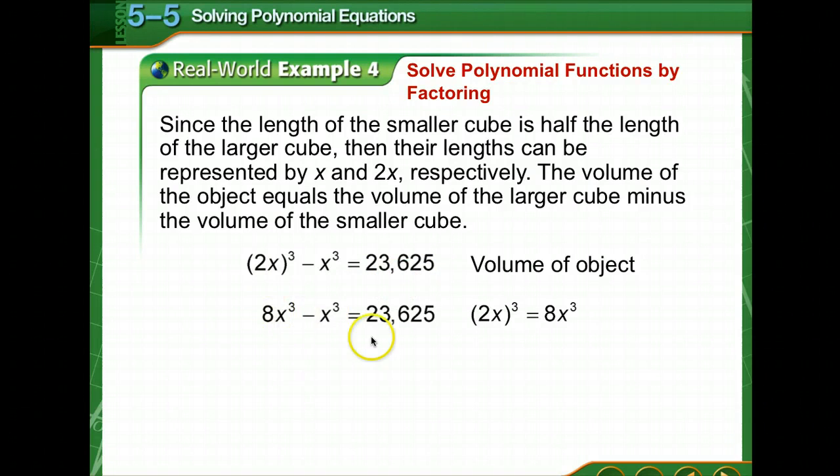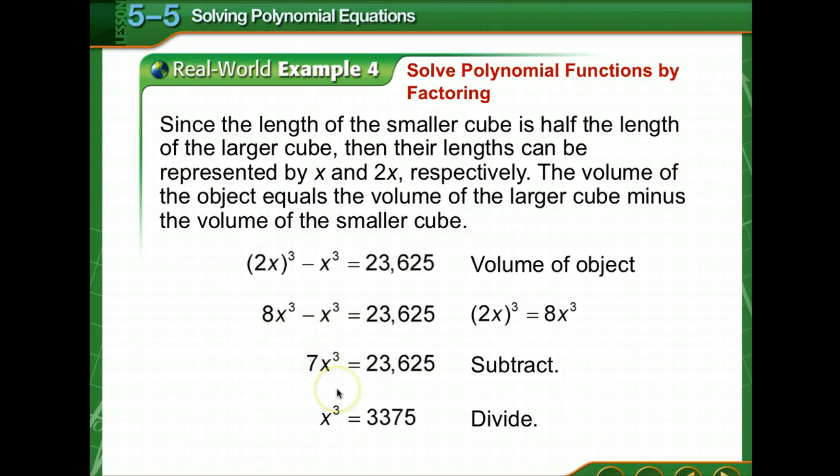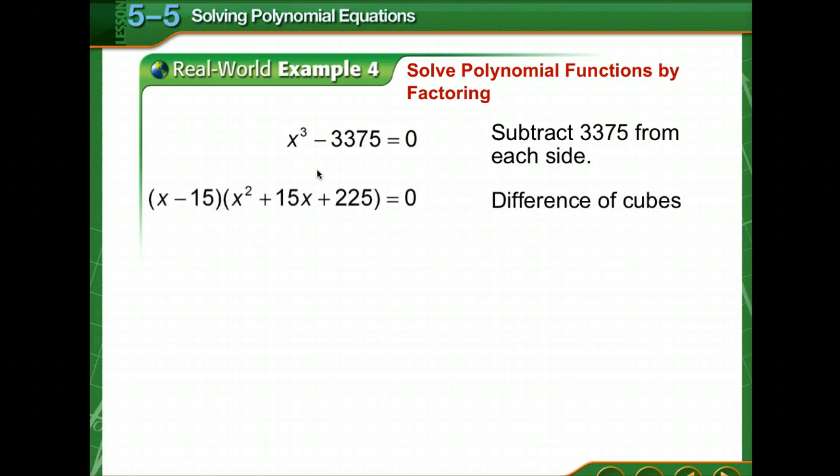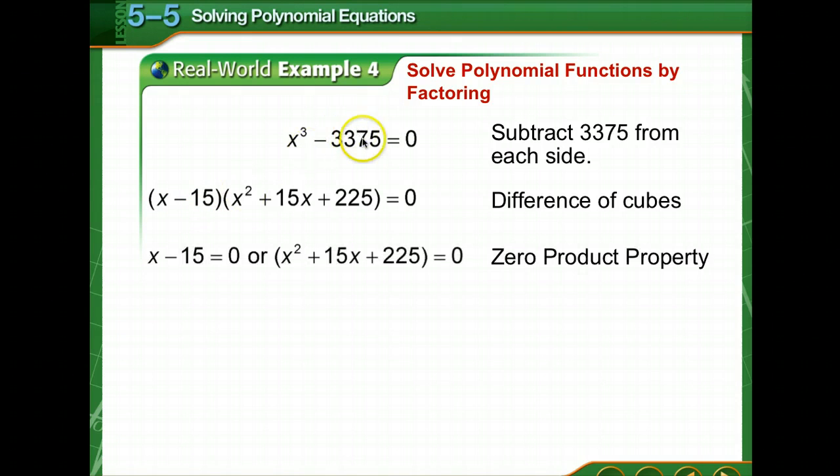Okay, 8x cubed can be rewritten as 2x that has been cubed. So we do our subtraction. 8x cubed minus 1x cubed is 7x cubed. Divide both sides by 7. Then subtract 3375, and we've got some difference of cubes here. 15 times 15 is 3375. Fifteen cubed, I'm sorry.